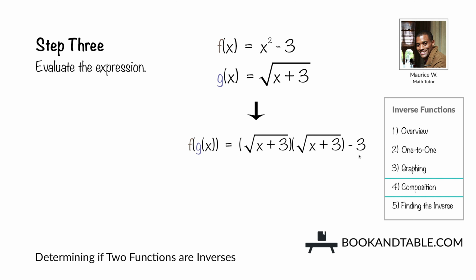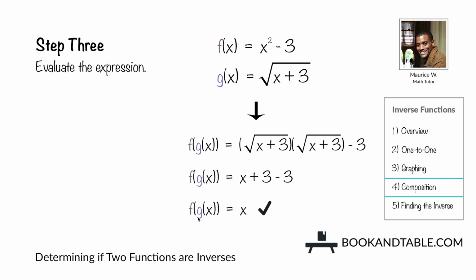And now we can evaluate the expression. So the square root of x plus 3 times the square root of x plus 3 would give us x plus 3 minus 3. And 3 minus 3 would give us 0, so that leaves us with just x. So f of g of x is equal to x, which is what we were looking for.